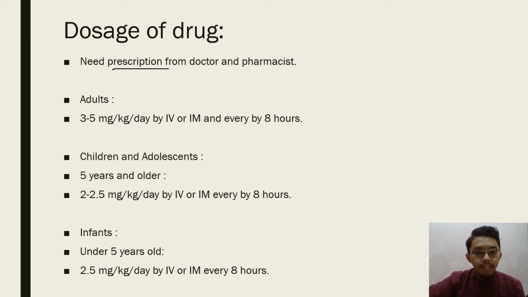And then for children and adolescents, this is for those 5 years old and older, you need to give them 2 to 2.5 mg per kg per day by IV or IM every 8 hours. And then lastly for infants, this is for those under 5 years old, you need to give them 2.5 mg per kg per day, also by IV or IM every 8 hours.